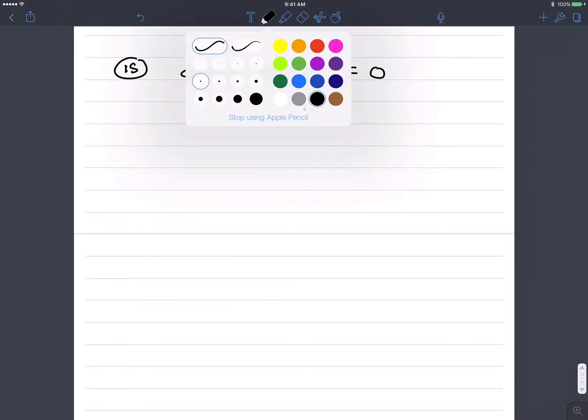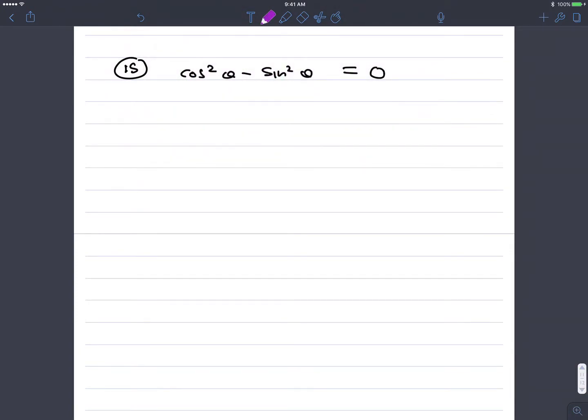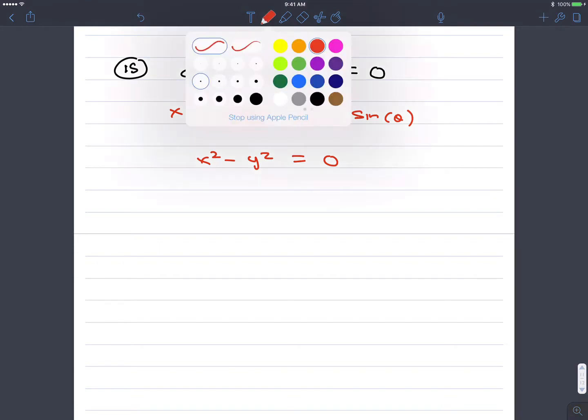Let me give you a hint. What if I said t was cosine theta and s was sine theta? Let's go back to beginning algebra. What if I told you x is cosine theta, and y is sine theta? What are you guys really looking at? Isn't this really going to be x squared minus y squared is 0? Anybody know how to solve that kind of equation?